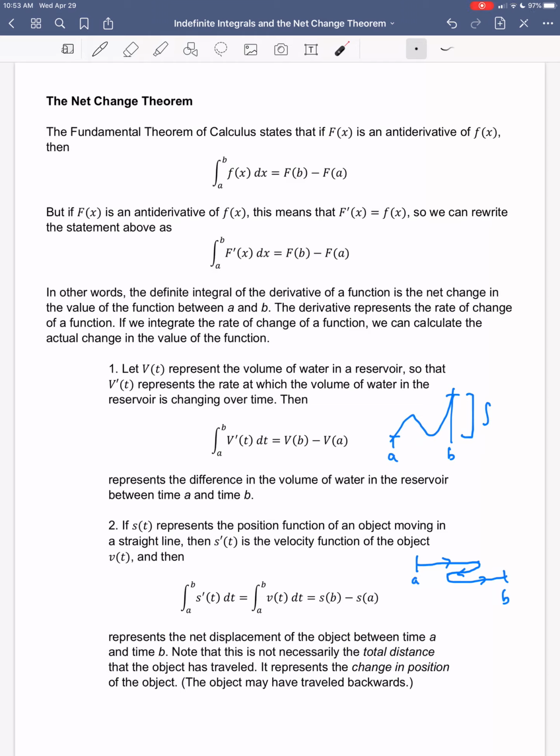This integral does not capture the total distance that this object has moved, though, because it moved positive for a while, and then negative, and then positive for a while. So this integral only captures this distance between a and b, not the distance that this object has traveled. This setup can be very helpful for particular applied problems in science or engineering.